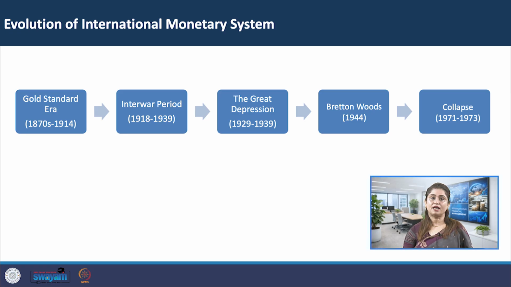We had a gold standard era from 1870 to 1914. Then we had an interwar period, 1918 to 1939, which was followed by the Great Depression. And then we created the Bretton Woods system, which ultimately collapsed.